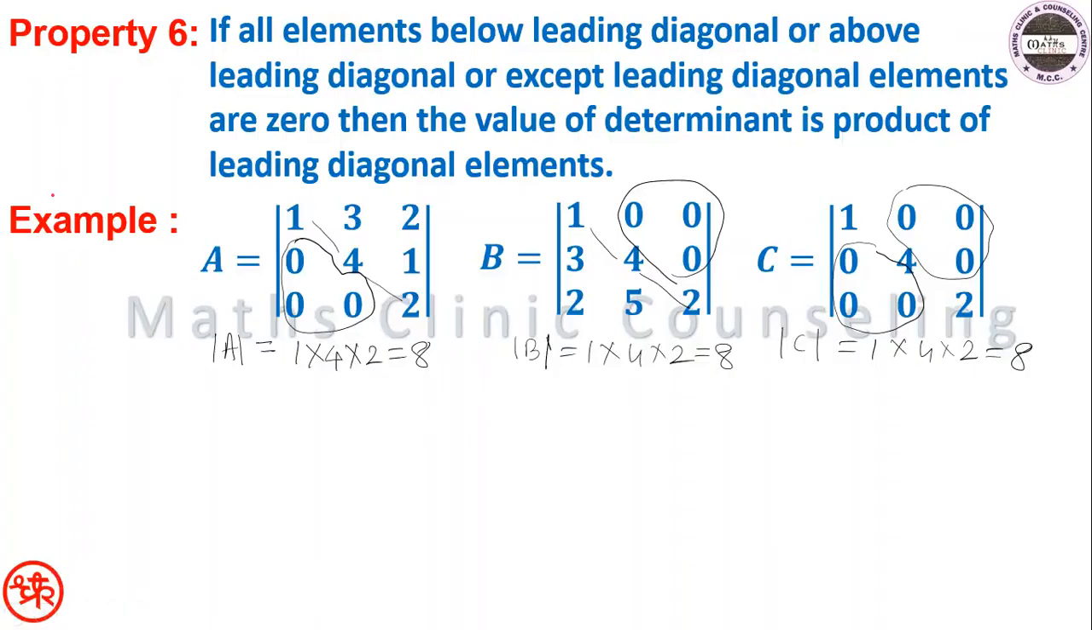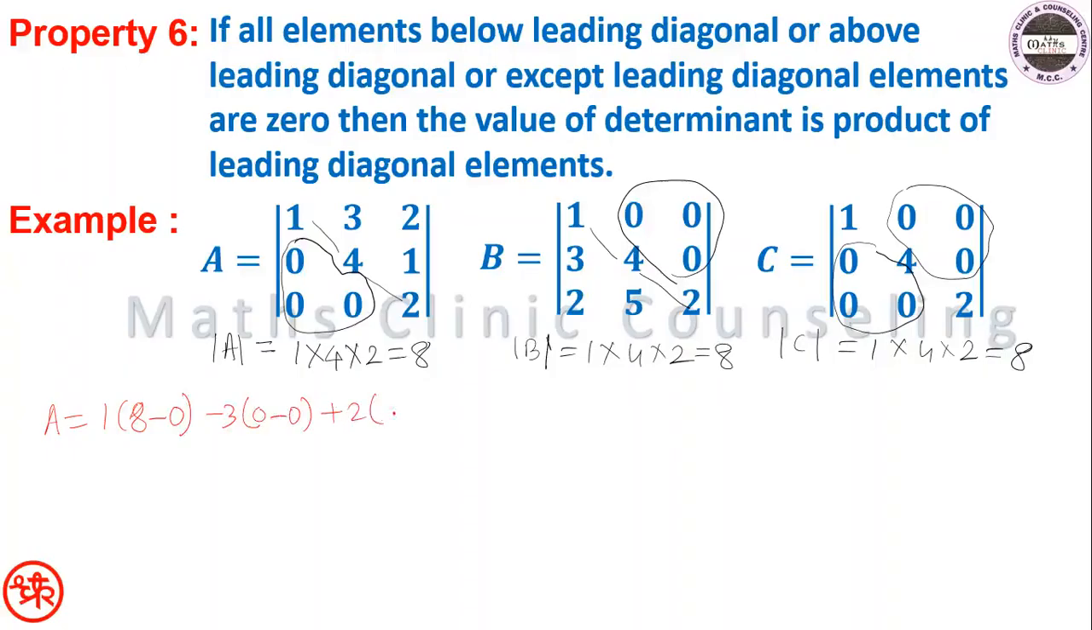Is that clear? So look at here. Now |A| is equal to the determinant: 1 multiplied by (4 into 2 minus 1 into 0), that is 1 multiplied by (8 minus 0), minus 3 multiplied by (0 into 2 minus 1 into 0), that is 0 minus 0.